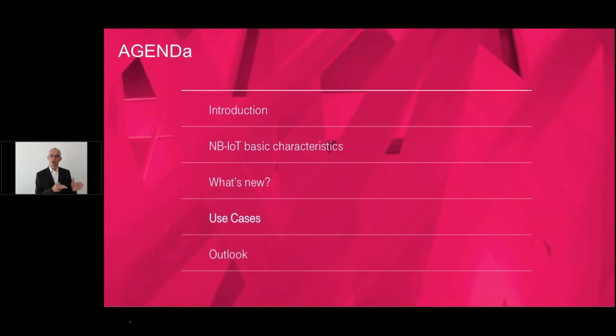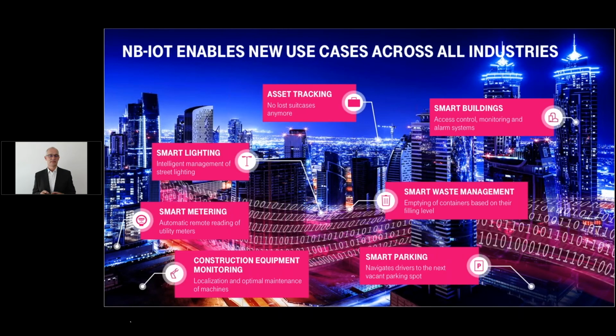Okay, this is already the transition to use cases. And I want to show you some of the use cases selected out of the huge amount of use cases that are available for NarrowBand IoT. So here you see some of them. It's from smart lighting, metering, construction, equipment monitoring, parking, waste management, smart buildings, asset tracking, and many, many more. Just keep in mind, the most important thing is that the use cases fit the characteristics of NarrowBand IoT. And in the end, I found out that nearly every vertical can be supported by NarrowBand IoT.